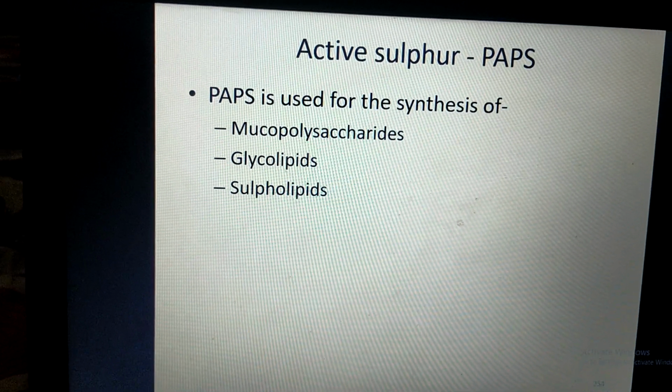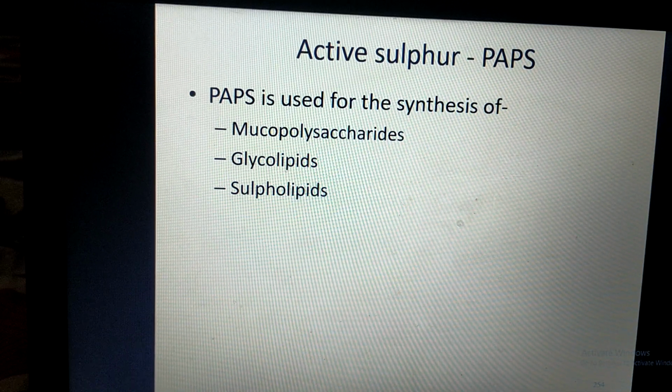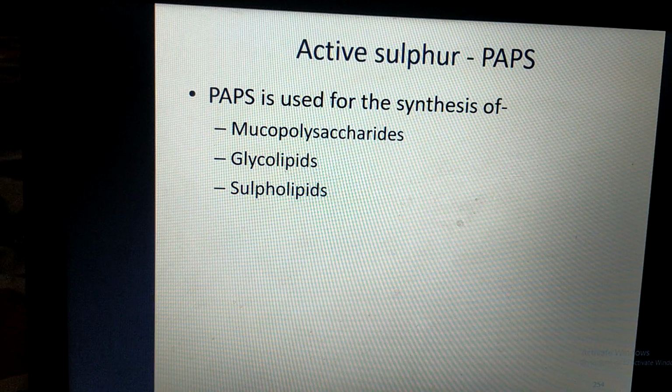What is the role of active sulfur or phosphoadenosine phosphosulfate? It is used for the synthesis of mucopolysaccharides. Mucopolysaccharides, all of us know, are glycosaminoglycans. In carbohydrate chemistry you have studied them. This is also used for the synthesis of glycolipids and sulfolipids, where it donates its sulfur group in the synthesis of all these three compounds.